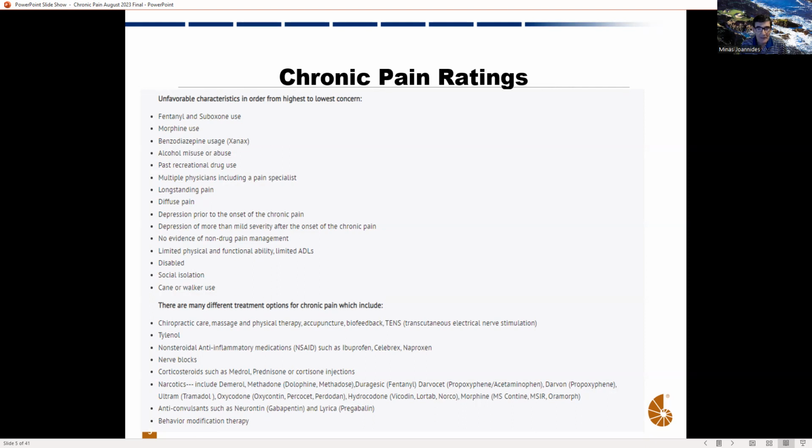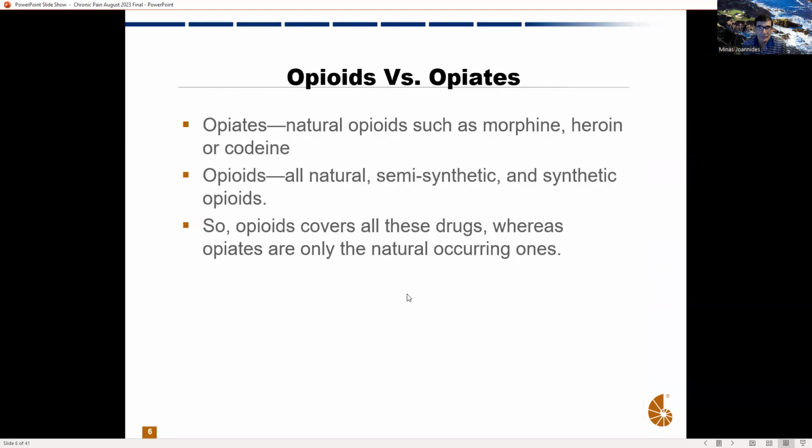They may be on narcotics, which we are going to talk about, including all the opioids. Anticonvulsants may be used, such as gabapentin or Lyrica, and the applicant may be going for behavioral modification therapy.